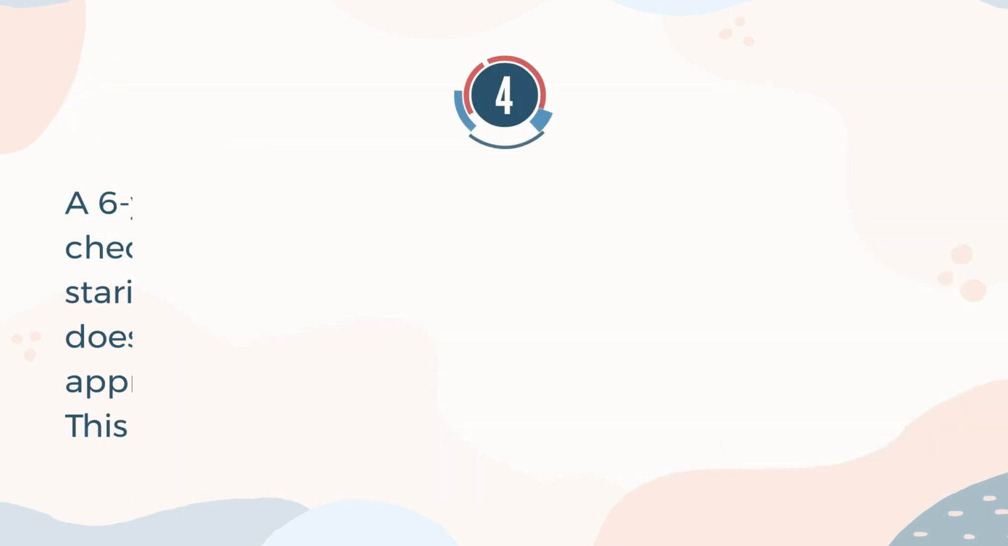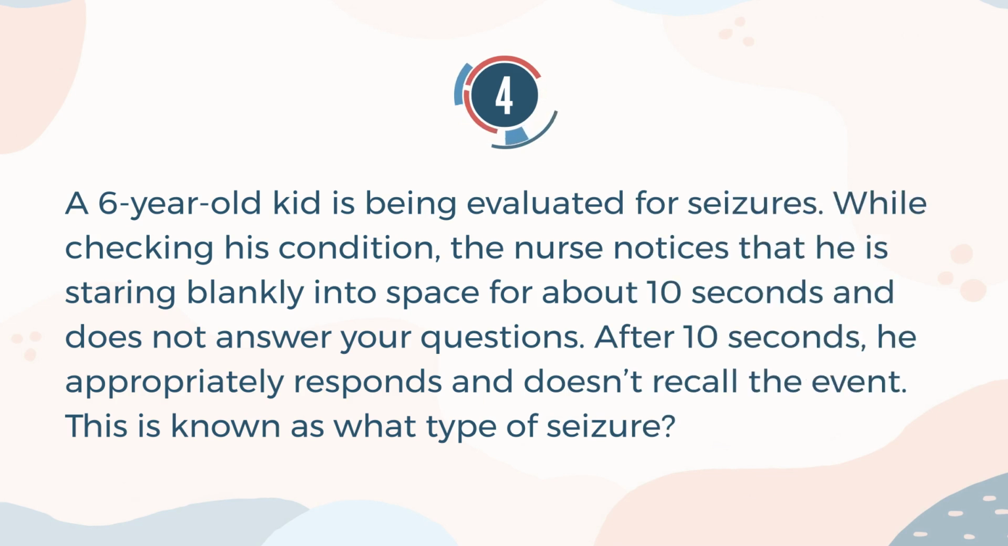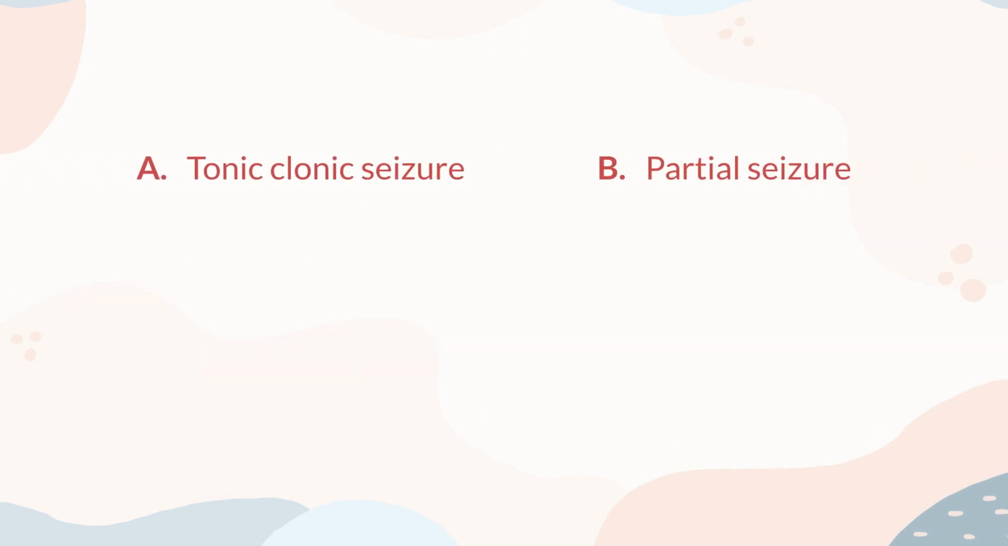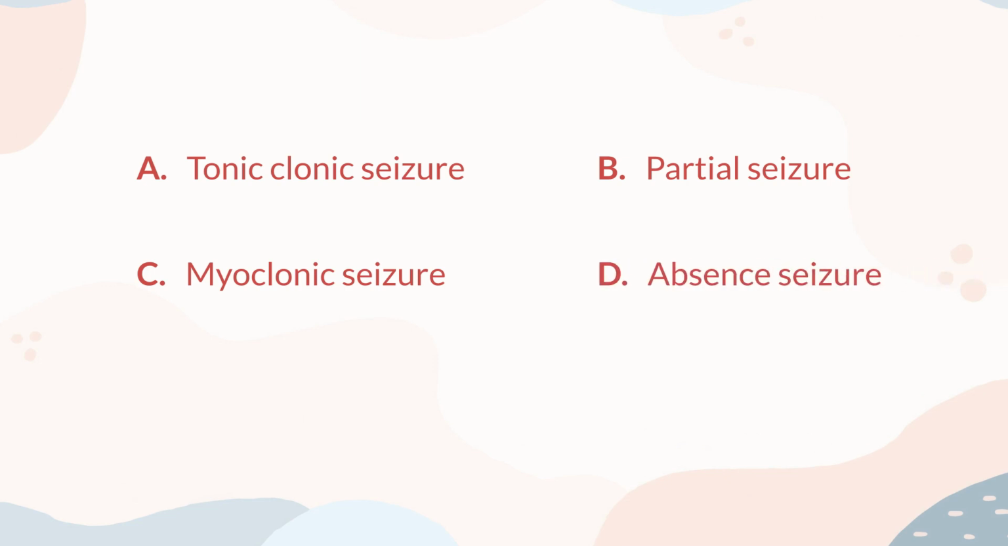Number 4. A 6-year-old kid is being evaluated for seizures. While checking his condition, the nurse notices that he is staring blankly into space for about 10 seconds and does not answer your questions. After 10 seconds, he appropriately responds and doesn't recall the event. This is known as what type of seizure? A. Tonic-clonic seizure. B. Partial seizure. C. Myoclonic seizure. D. Absence seizure. The correct answer is D.